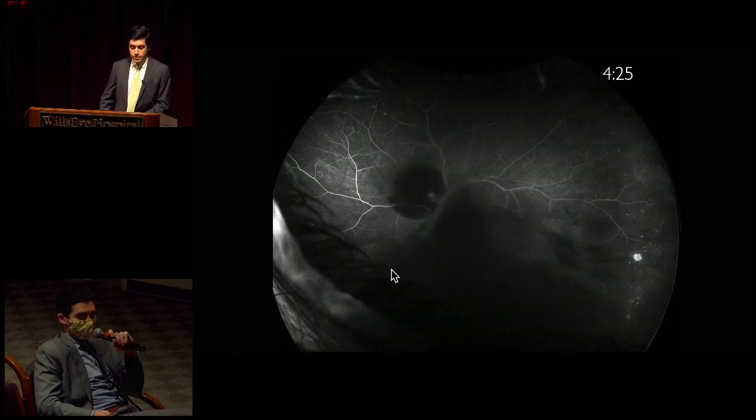And then at 4 minutes, 25 seconds, again, kind of similar appearance with the scattered microaneurysms. This, again, looks like staining or window defect here. Similarly, nasally. And again, no increase in the size of the lesion, the hyperfluorescence that was noted prior.